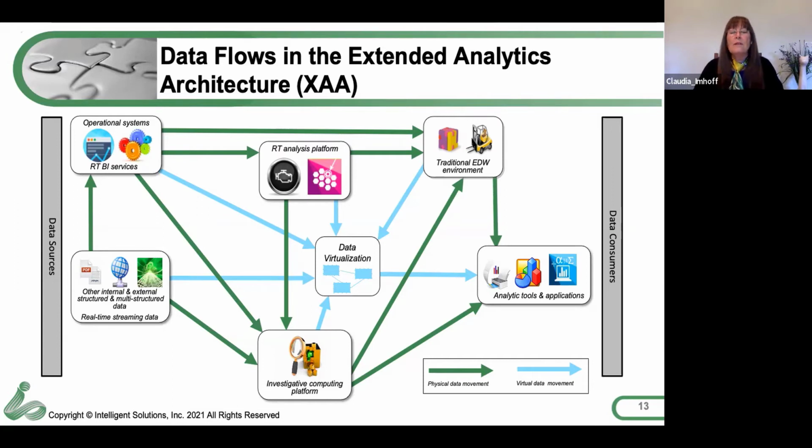The green flows here are the physical movements of data. We physically move data from our operational environment into our EDW, into our investigative computing platform, and even into our real-time analysis engines. We then move that data into our analytical tools and the applications there. So the green arrows are all the physical movements of data, physical flows.